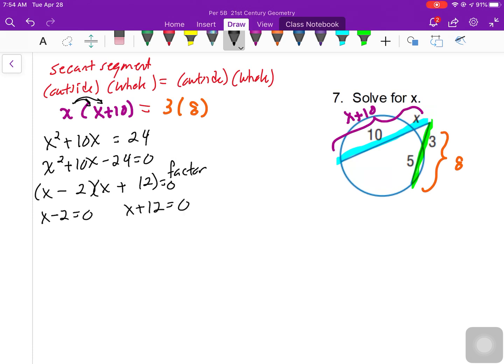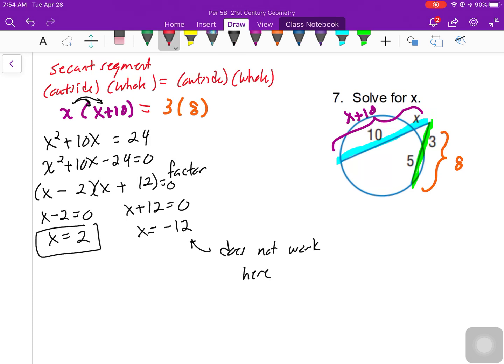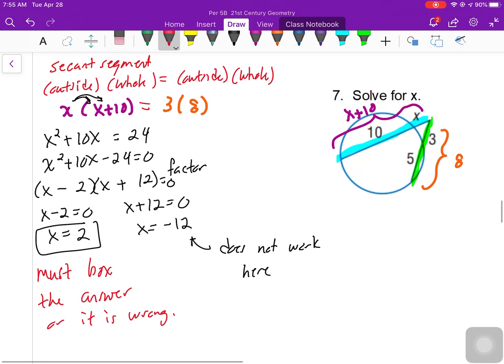I set each of those factors equal to 0. The first one will solve and give me 2. The second one will solve and give me negative 12. Now this one does not work in this problem, so we don't box it, but we absolutely must box our answers, or it is wrong. Otherwise we would have to assume you mean none of them work.